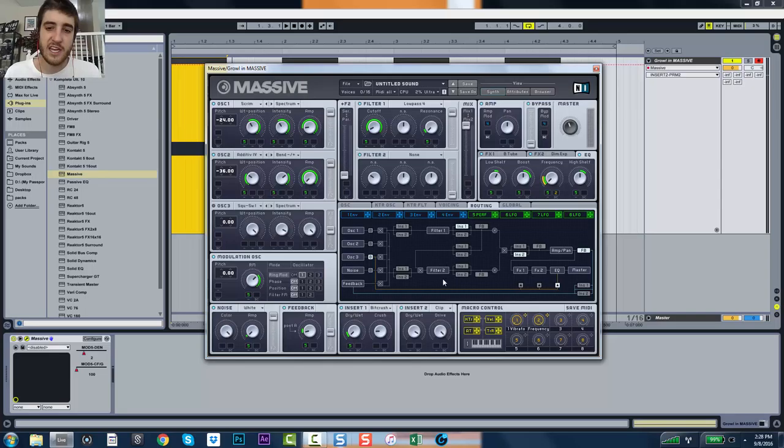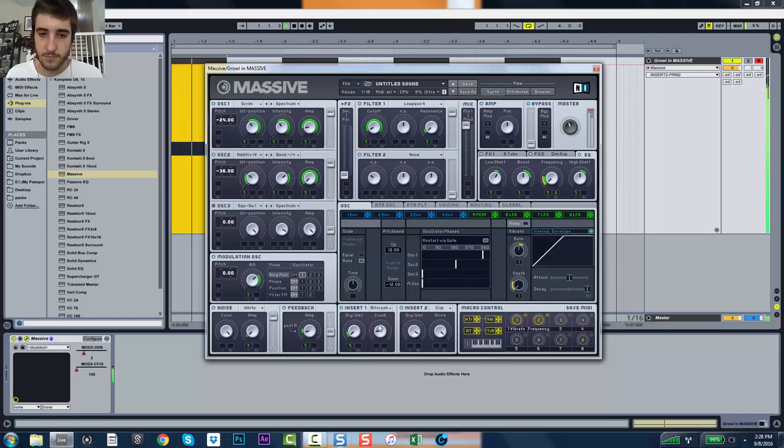What I just did, because it was saying it's only going to use filter two, I just moved it over so it goes through the whole sound. So this one's right after filter one. This one's going to be before it goes into the effects.